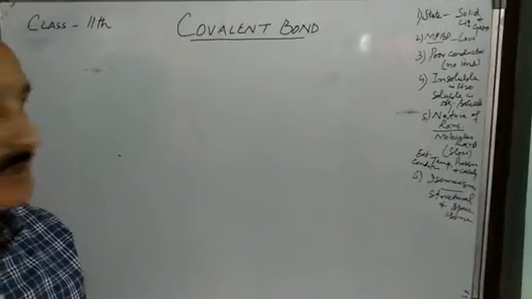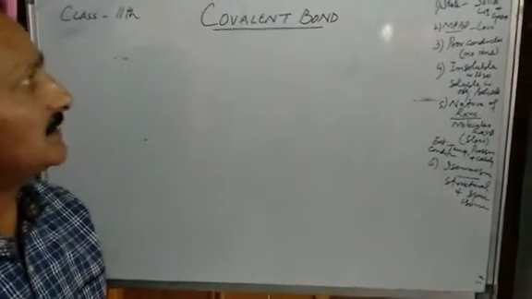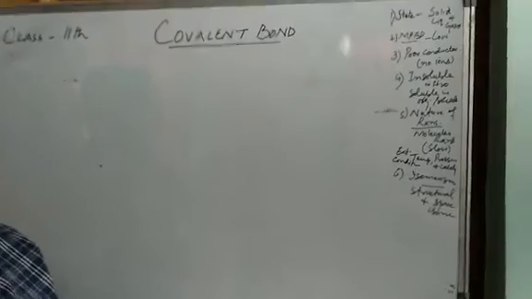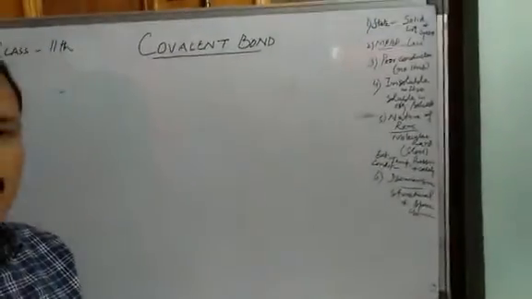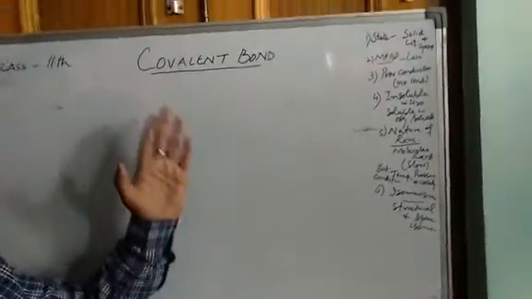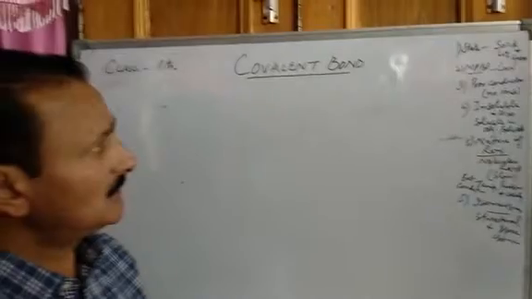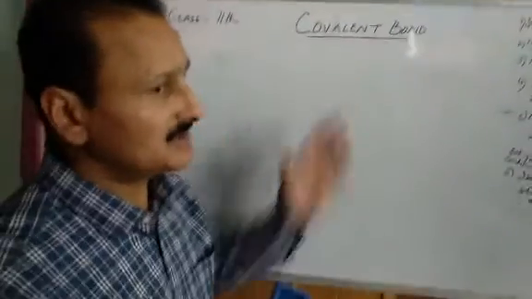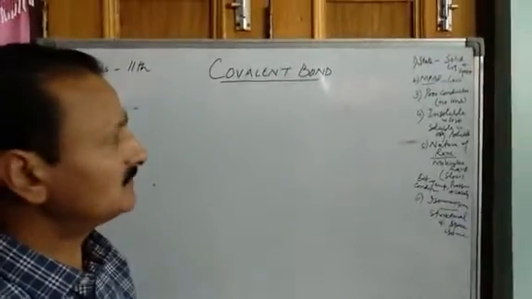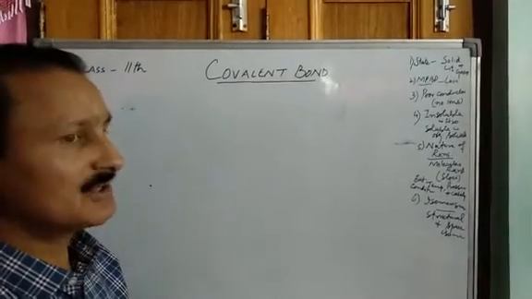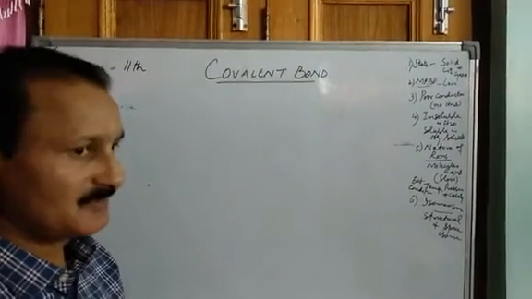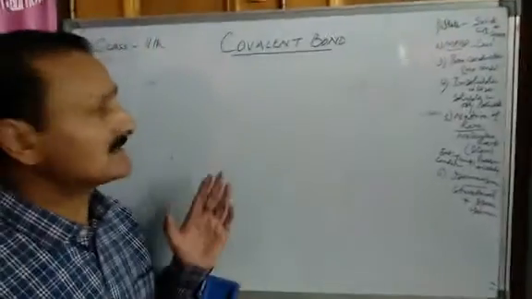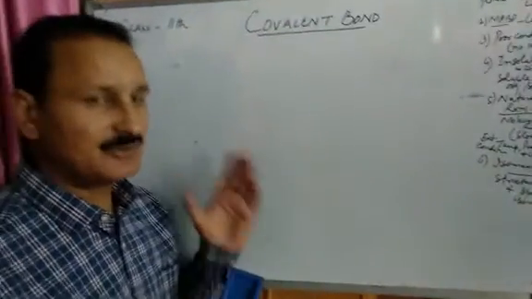Today I am about to deliver a new topic for 11th class in the unit chemical bonding and molecular structure, and today's topic is covalent bond. First let us understand what this bond is and how it is formed, which elements are capable of forming this bond. In the last topic, we had discussed electrovalent bond, that is ionic bond.